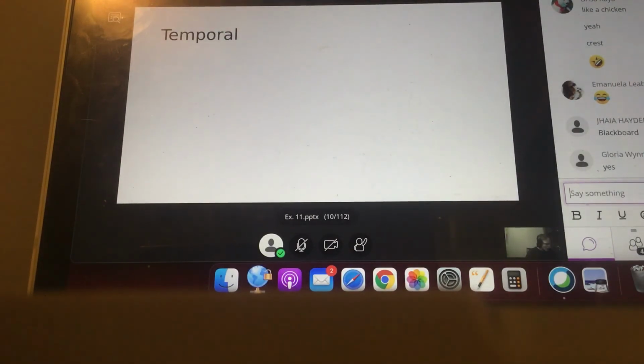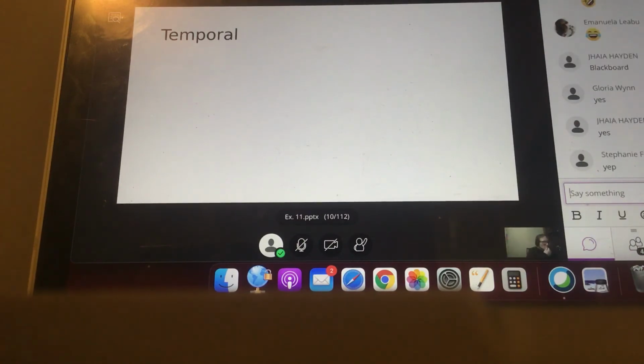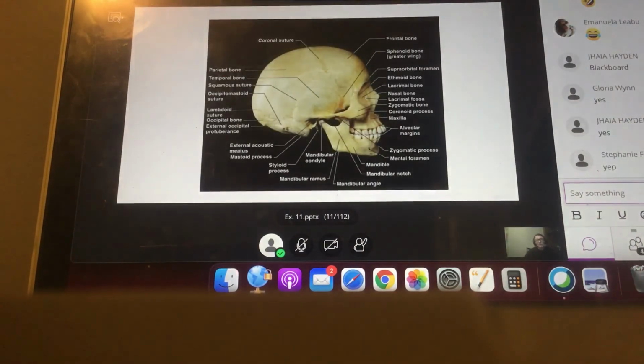Oh, wait, did I miss the parietal? I might have missed the parietal. If I did, I'm going to pick it up with a skull image. Let me see. It might be here in just a second. Let's just go to temporal, and then if I missed it, I'll pull up another image. That's weird. Oh well, this is fine. First, let's go back up to the parietal, because you can see the coronal suture here.